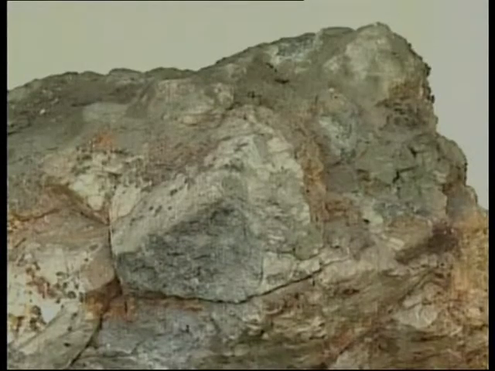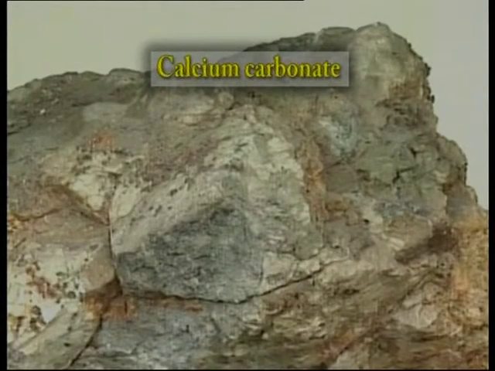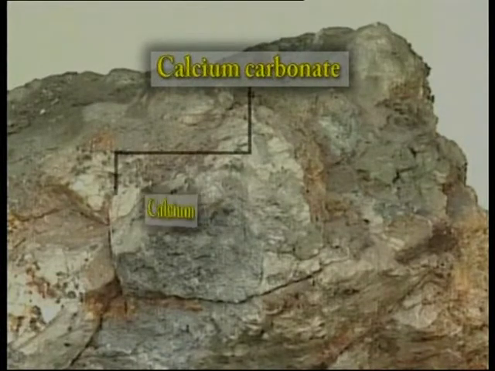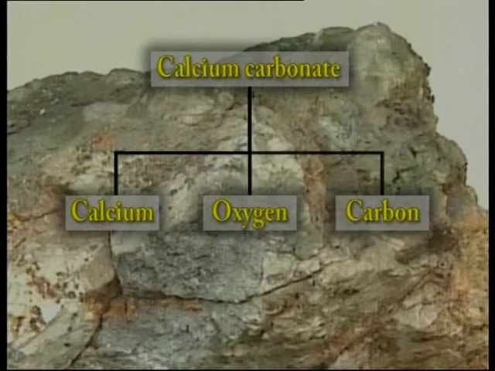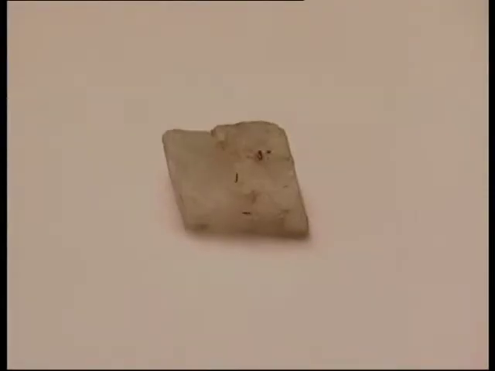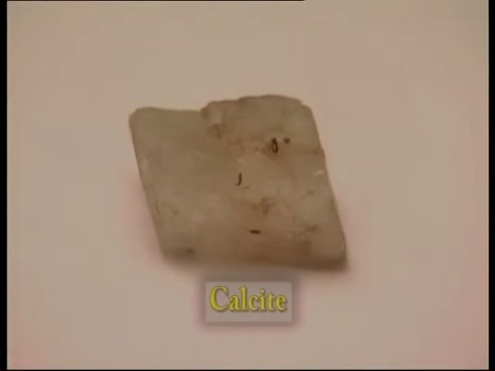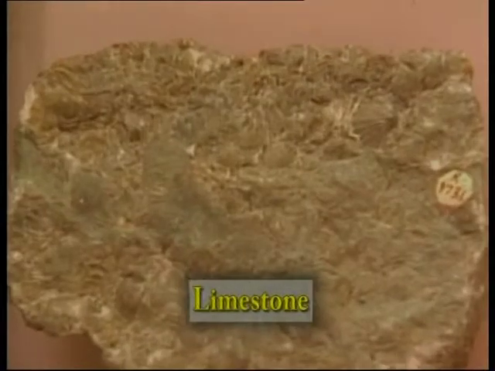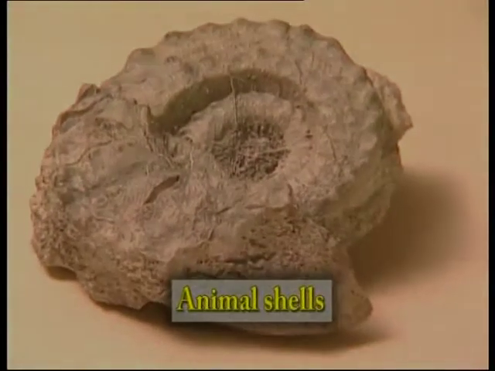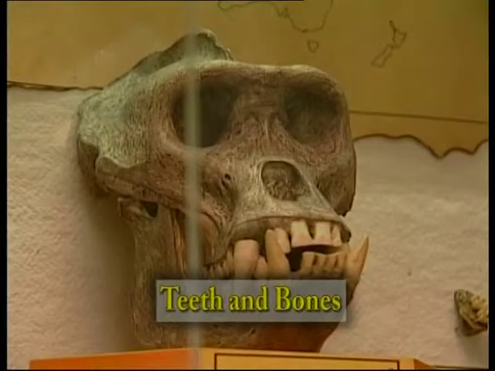Next, we will look at calcium compounds. Calcium is a reactive element and does not exist in a free form. Calcium is commonly found as calcium carbonate. Calcium carbonate consists of calcium, oxygen, and carbon. It is one of the many useful calcium compounds. Natural calcium carbonate exists in many forms. Some examples are calcite, chalk, marble, limestone, animal shells, teeth and bones.